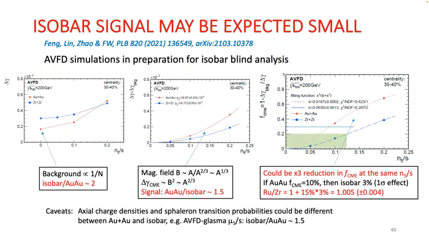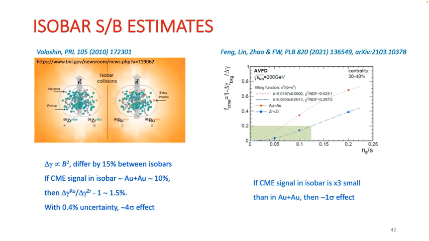And your background is bigger in isobar because your multiplicity is smaller, so your background is less diluted. And my estimate is a factor of 3. Therefore, if you have just a couple of percent signal in isobar, and our error bar is 0.4% times 15%, that's 3%. So our error bar is 3%, and if your signal is a couple of percent, you're not going to see it in isobar collisions.